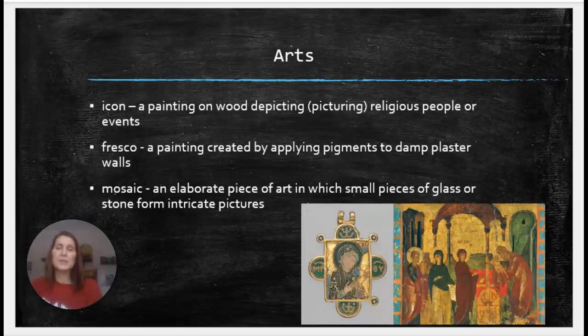The arts. Here are a couple of vocabulary words having to do with the arts. Icon is a painting on wood depicting religious people or events. And remember, when you see that halo, that usually means some type of spiritual or religious depiction. Fresco is a painting created by applying pigments to damp plaster walls. Mosaic is an elaborate piece of art in which small pieces of glass or stone form intricate pictures.